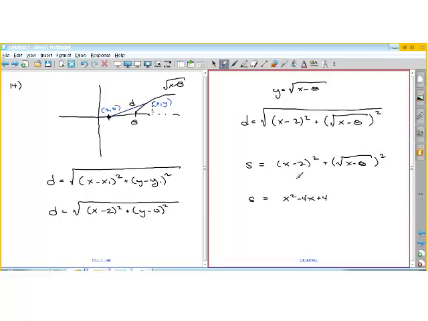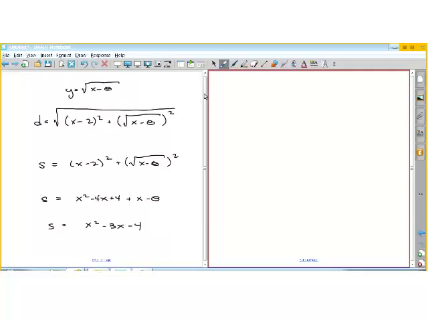So this you FOIL, you'll get x squared minus 4x plus 4, and then when you square the square root of x minus 8, that is just x minus 8. So we simplify: x squared minus 3x minus 4. So that is now the primary equation.